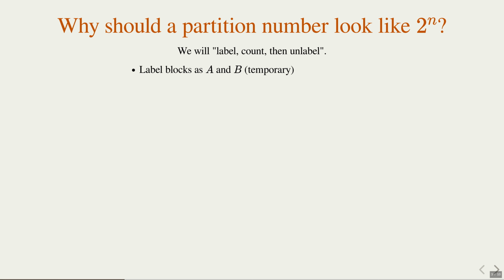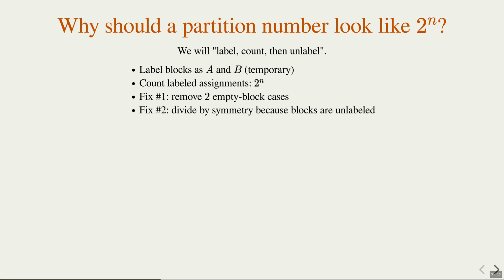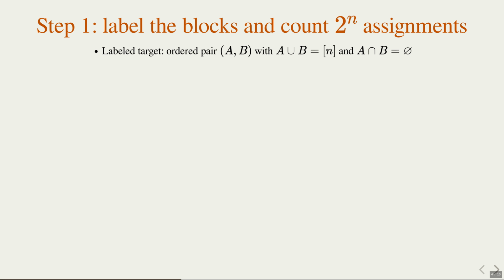First, partitions into a named block A and a named block B. Once the blocks have names, each element independently chooses A or B. Independent two-way choices multiply, which is where the power of 2 comes from. So it is like building a binary string. 1 bit per element? 2 labeled assignments are illegal for us: everything goes to A or everything goes to B, because we need both blocks non-empty. Finally, we undo the labeling. Swapping A and B does not create a new partition, so we will correct the overcount by a factor of 2. Let us make the counting problem easy first.